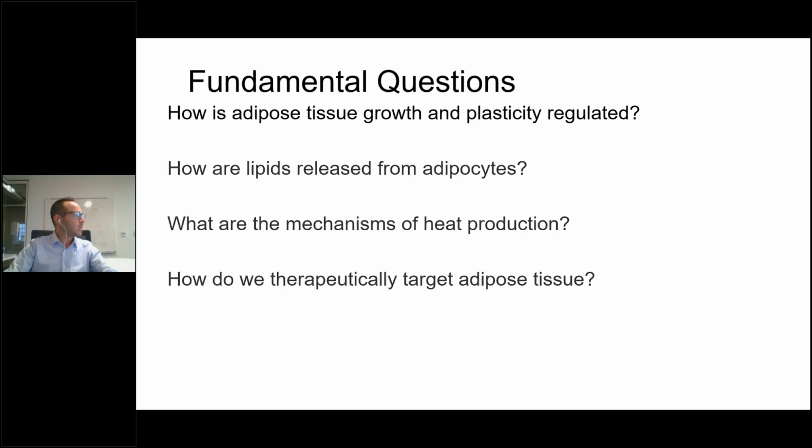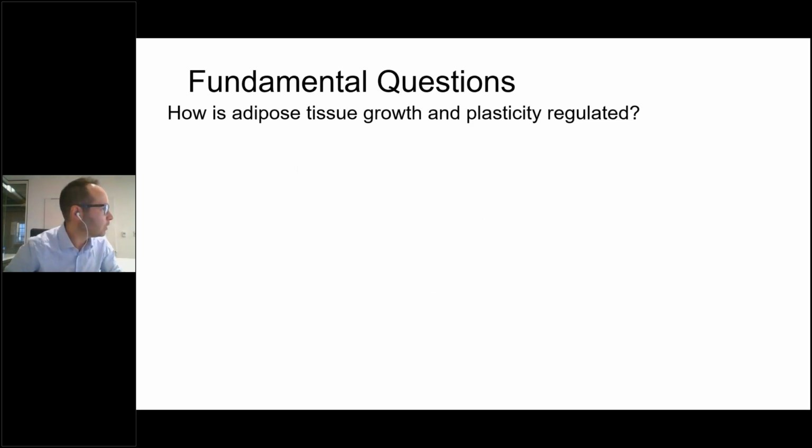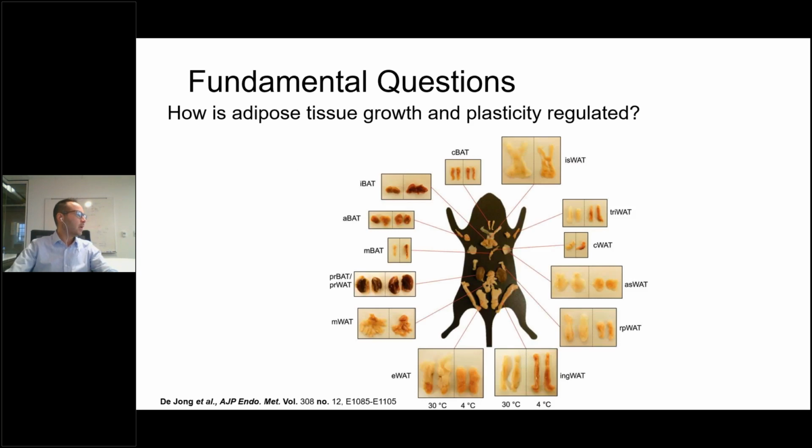In terms of understanding the plasticity of adipose tissue, at least from rodent models, we know that there's this conversion of white fat to brown fat that can occur under chronic adrenergic stimulation. So if we subject mice to chronic cold exposure, we can convert white fat to this brown fat-like phenotype, as seen here in these various depots.